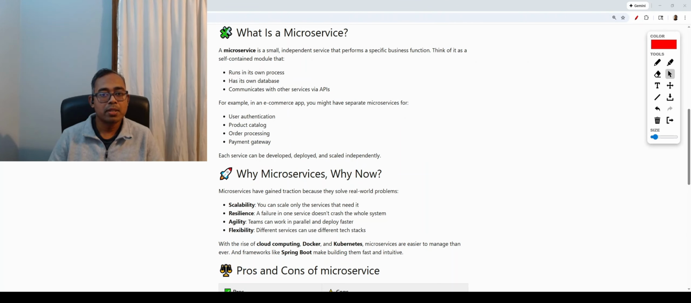Today we'll be discussing microservices architecture, and how it differs from traditional monolith architecture.